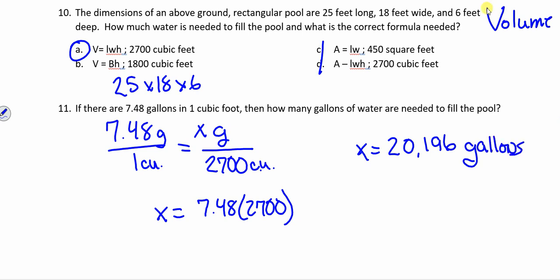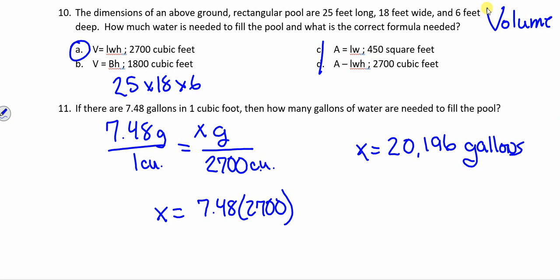I'm going to double check that before we move on. I'd rather you have the right answer than me guessing here. 7.48 times 2,700: 20,196 gallons.